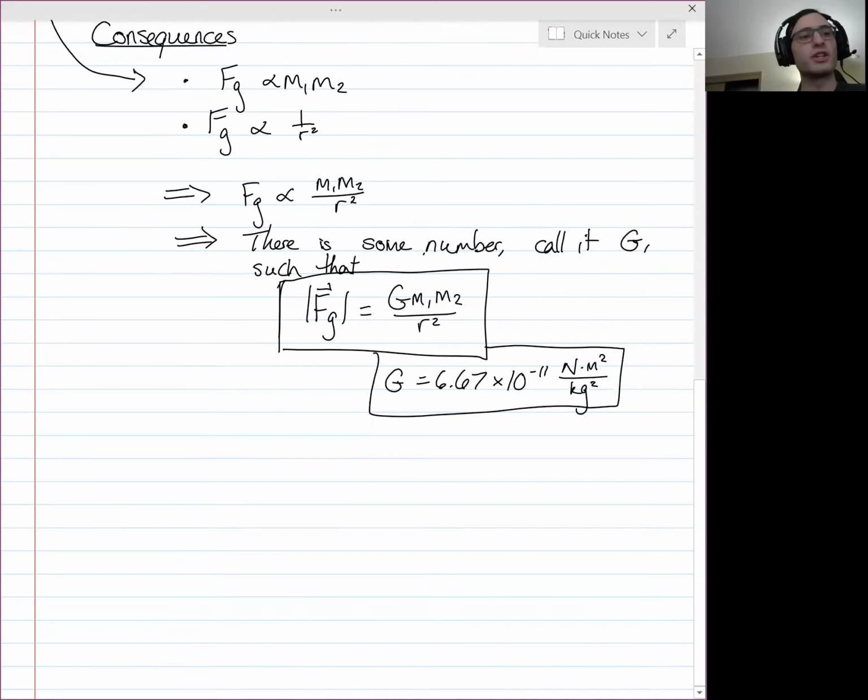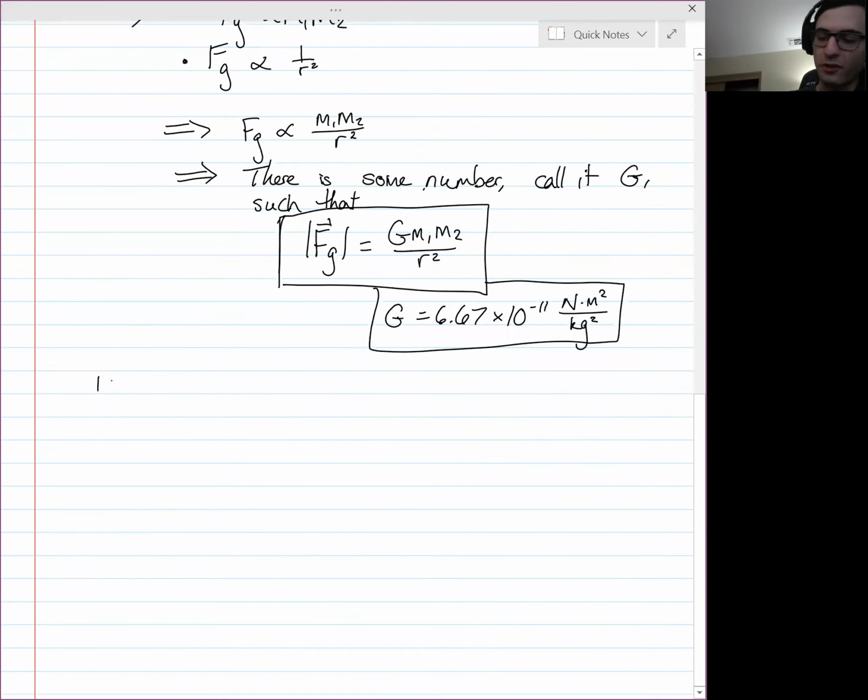Now, we also mentioned something about the direction of the gravitational force. We mentioned that it's attractive. So what does that mean? That means that it points in the direction of the attracting object.